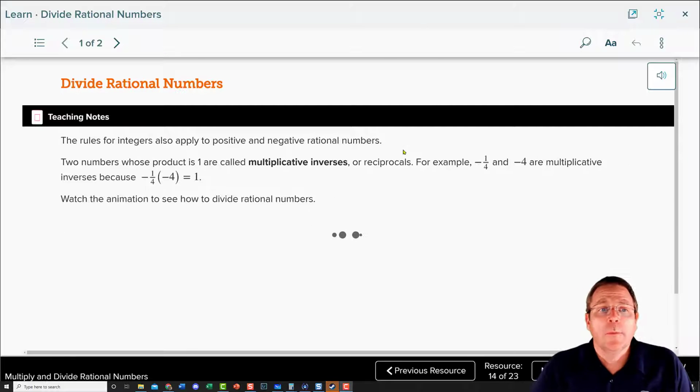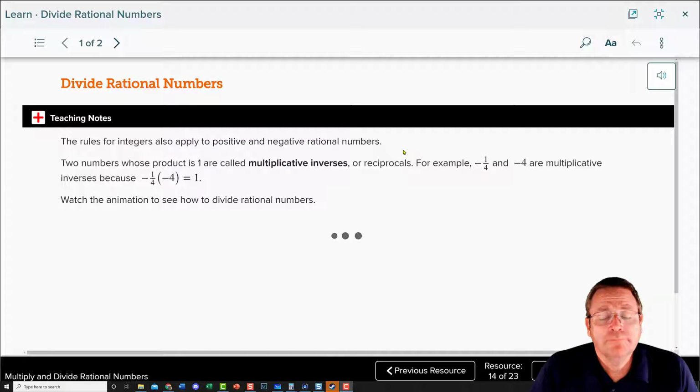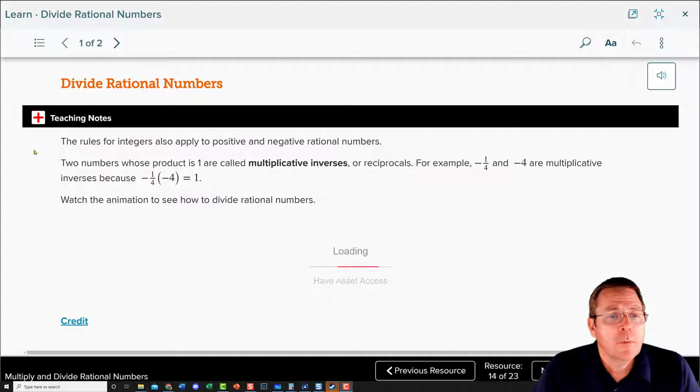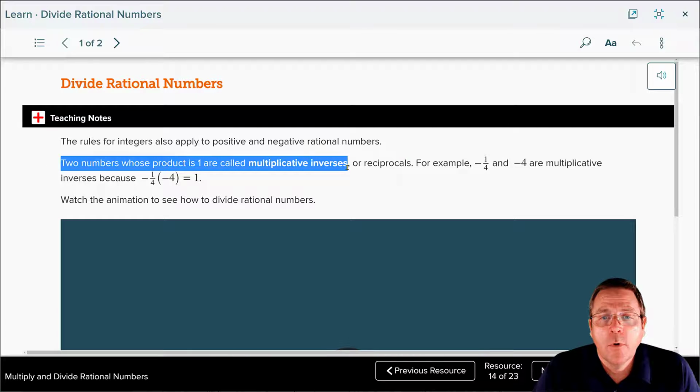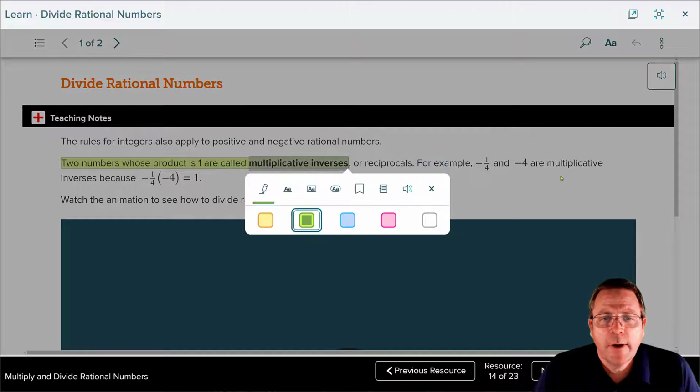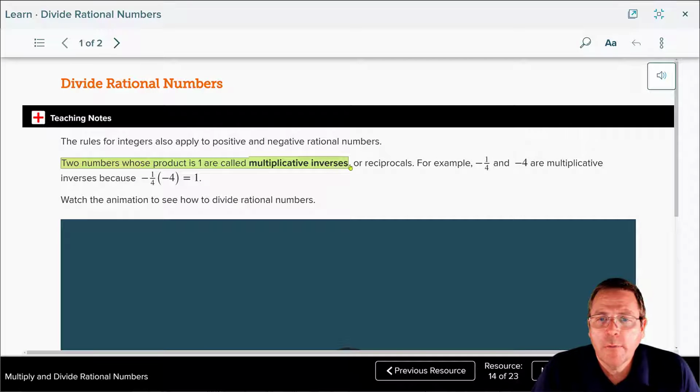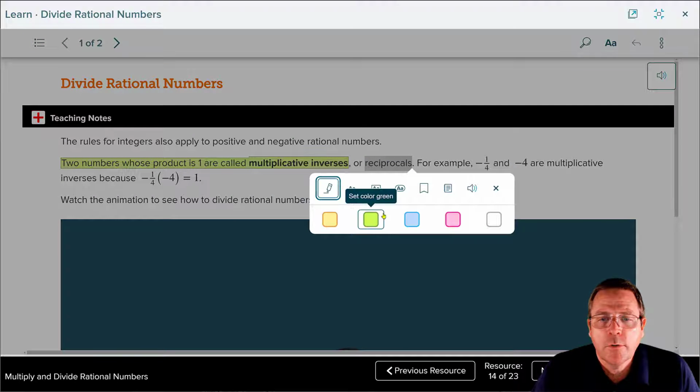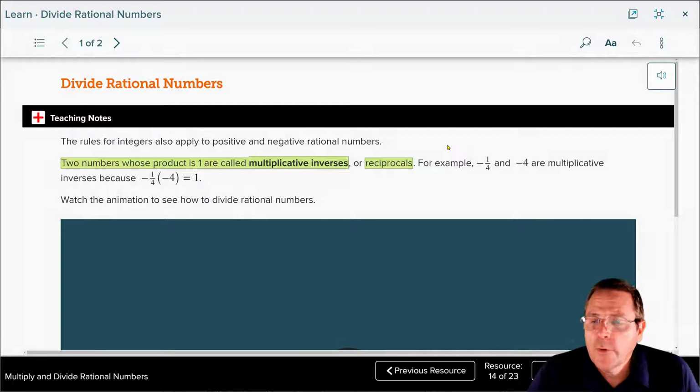And next, we're going to move on to dividing rational numbers. Keep, change, flip. Should be pretty easy. Two numbers whose products are 1 are called multiplicative inverses. I think we've defined that before, but if not, you probably need to write it down because you will see it again. It's also known as reciprocals. For example, -1/4 and -4 are multiplicative inverses because if you multiply them times each other, you get a +1.